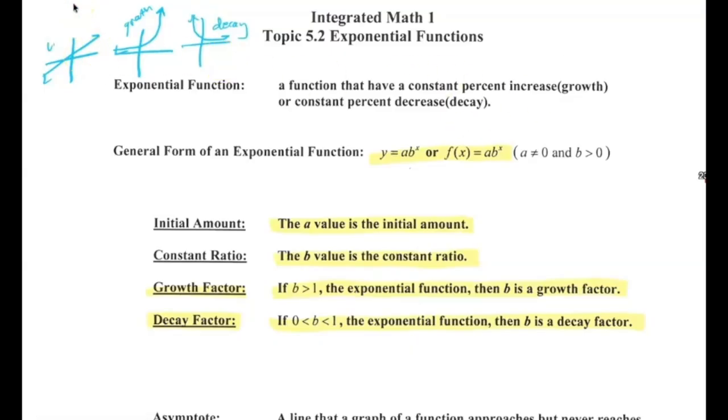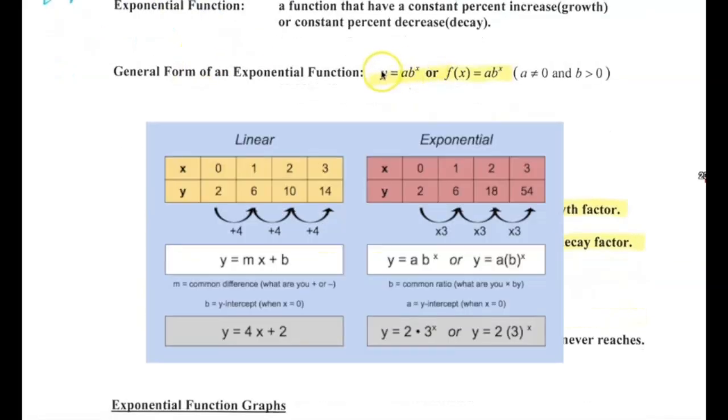This is a linear function. It's a line. And then these are exponential functions. They grow really fast and they decay really fast. So what do these equations look like? Well, in general form, they look like this: y equals a, b to the x. There's an exponent there, hence the exponential function.